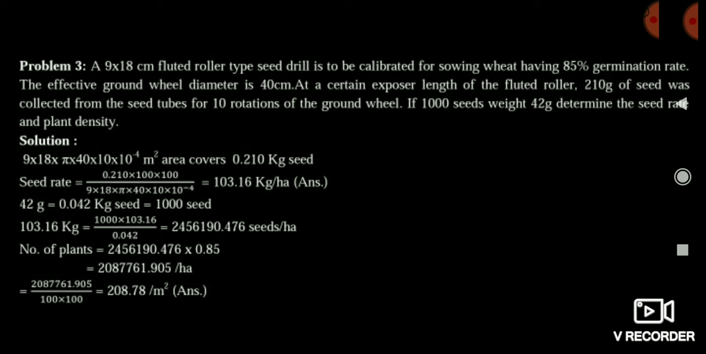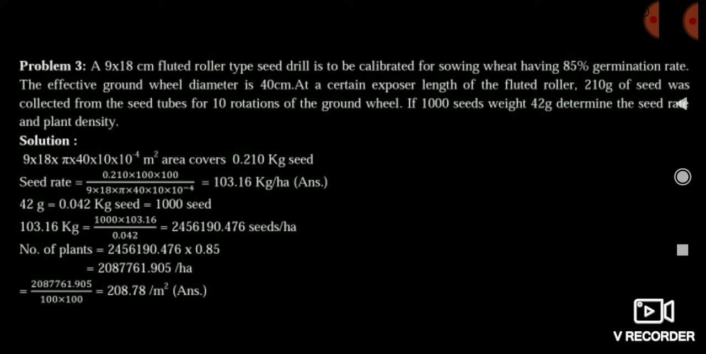Friends, I have told you about the germination rate. Germination rate is simply how many plants are germinated divided by the total number of seeds put in that area. Here the germination rate is 85%. Suppose we have sown 100 seeds in the field, then only 85 plants will come out. Means in total we have a loss of 15 seeds.